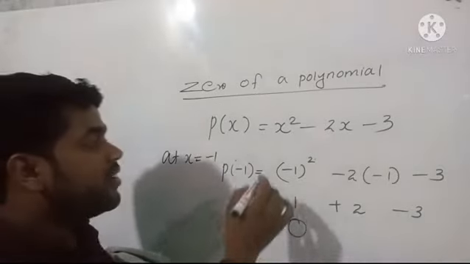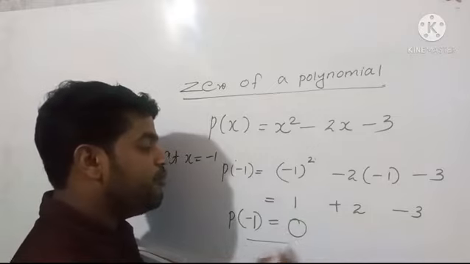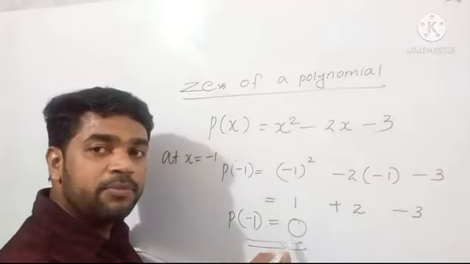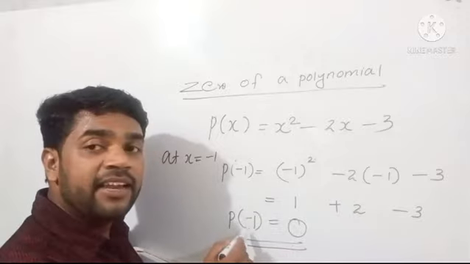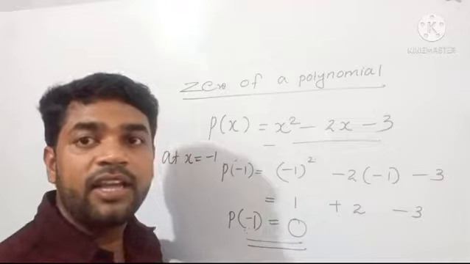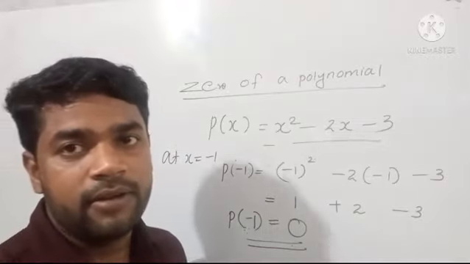So when we substitute minus 1 in place of x, the whole polynomial value becomes 0. So we call minus 1 a zero of this polynomial. That is called a zero of a polynomial.